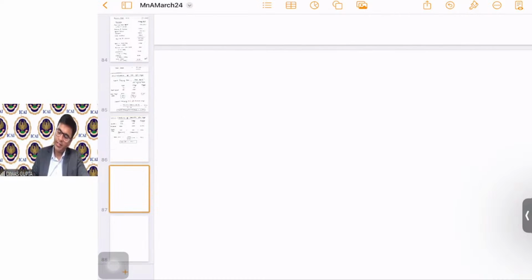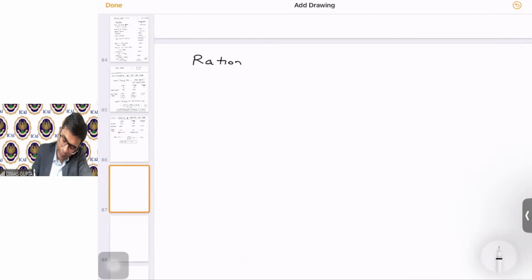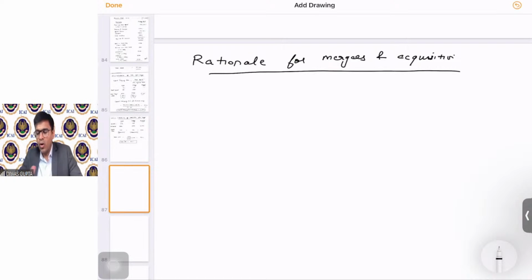So let's first of all start with the rationale for mergers and acquisitions. All of us might be wondering what is the need or the rationale behind mergers and acquisitions happening, or what is the objective? Now, if we see, students, there are different purposes or objectives behind mergers and acquisitions. Some of them are synergy.